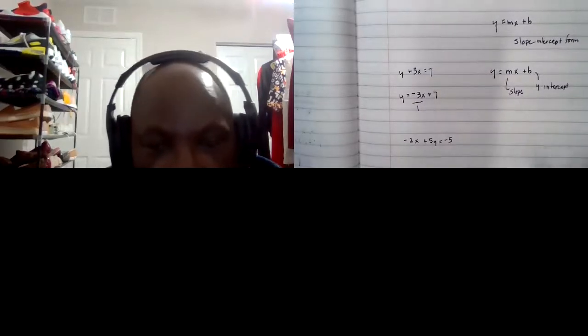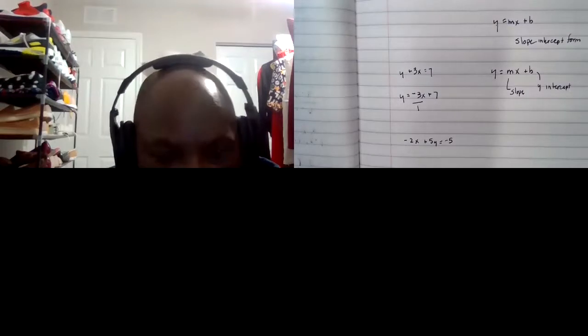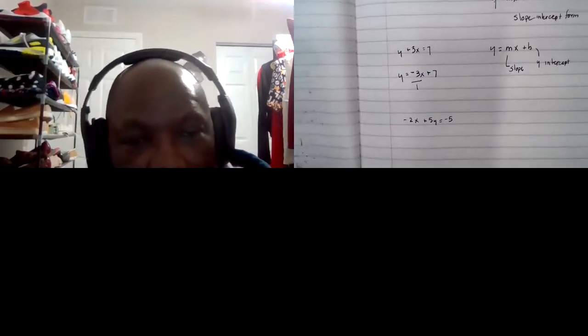So on this one, the equation is going to be -2x + 5y = -5. And we're going to turn this problem into slope-intercept form, which is making it look like this. What's interesting here is they flipped the X and the Y, and the Y has a number in front of it. That doesn't change anything. We're still going to make it look just like that.